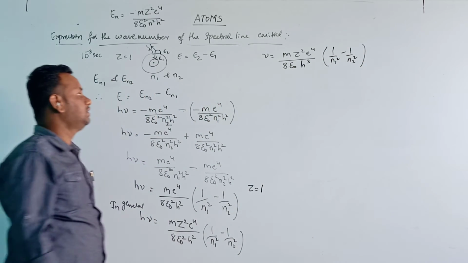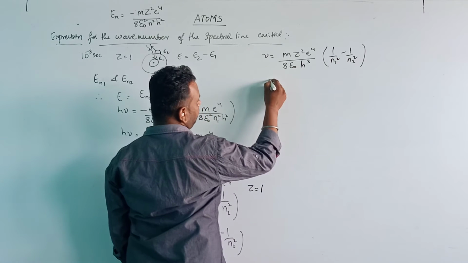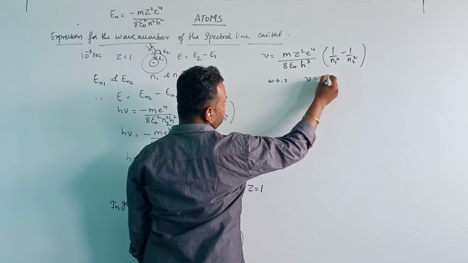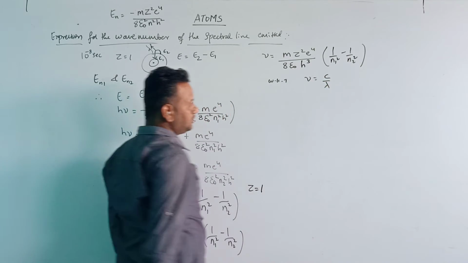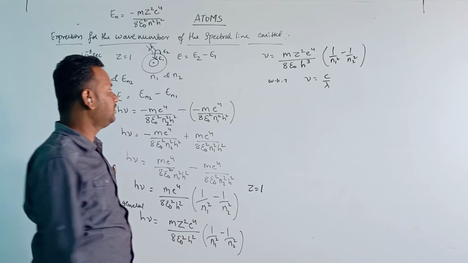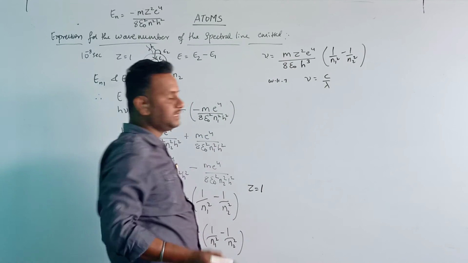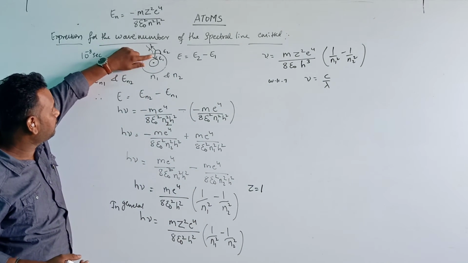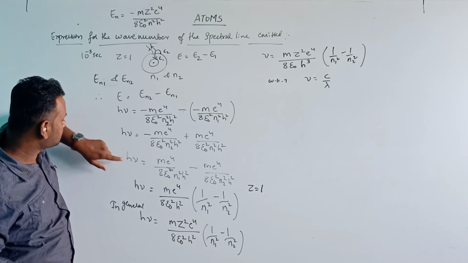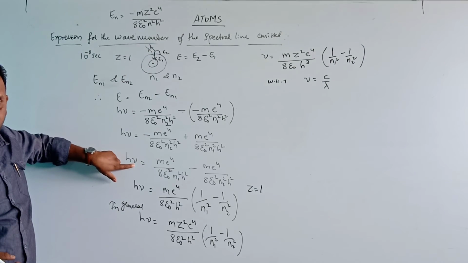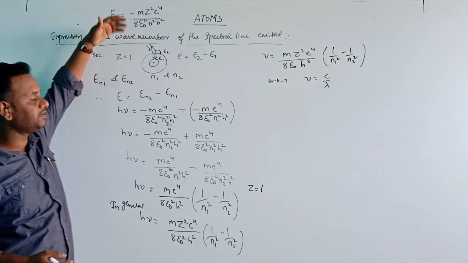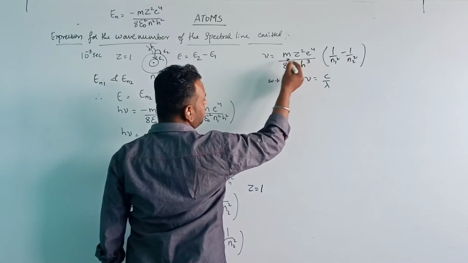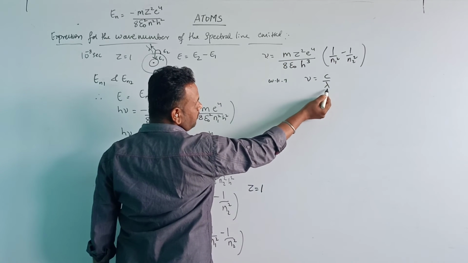Now, we know that nu is equal to c by lambda. Here nu is the frequency of the emitted radiations, whatever radiation is emitted here, that is its frequency. So it is emitting different frequencies, and that frequency is nu here. So nu is inversely proportional to the wavelength.